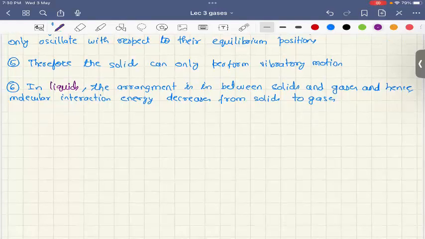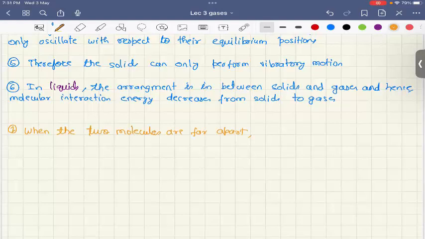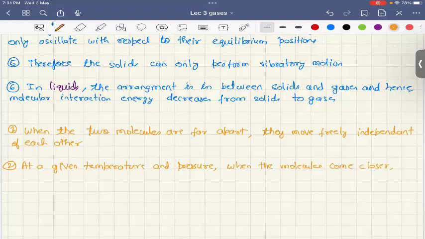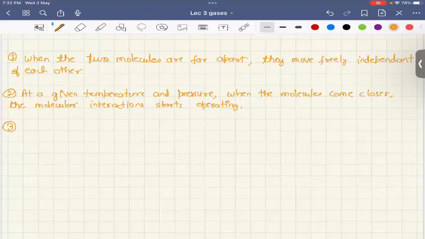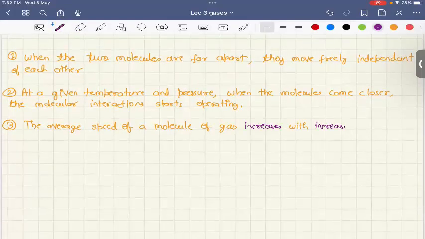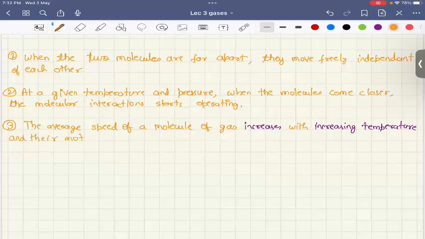What we have in here is this: when the two molecules are far apart, they move freely, independent of each other at a given temperature and pressure. When the molecules come closer, the molecular interactions start. The average speed of the molecules of the gas increases with increasing temperature, right? And their position becomes more random, and their motion becomes more random.